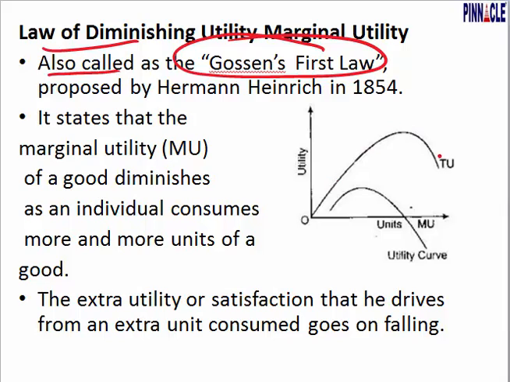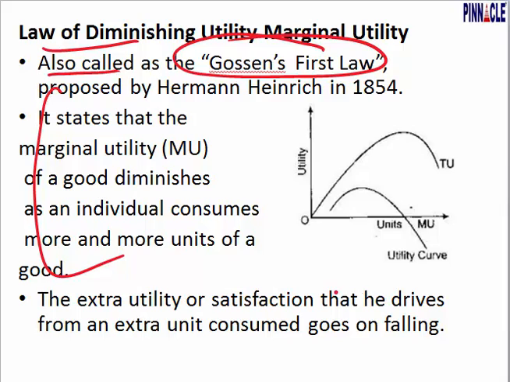After a period of time, the marginal utility... you take the example of chapati also, you can take the example of any other item. Initially the utility is quite high, but as we take more and more of the item, utility will slowly go down. So the rate will also keep slowing down. You can say that the marginal utility of a good diminishes as an individual consumes more and more units of a good. So this is a very, very important statement.